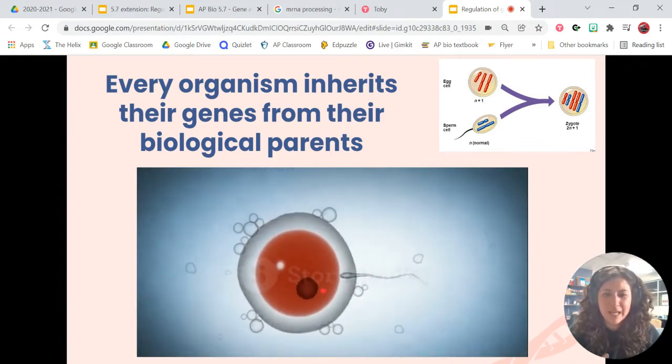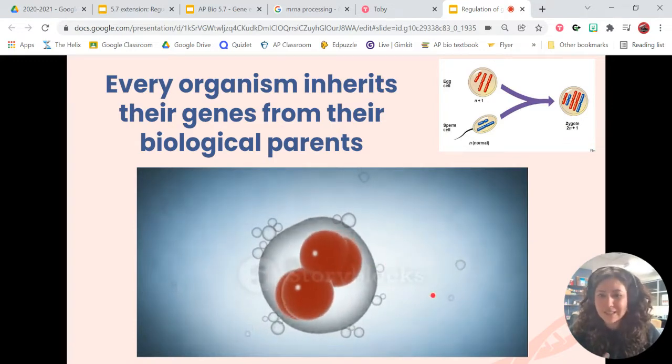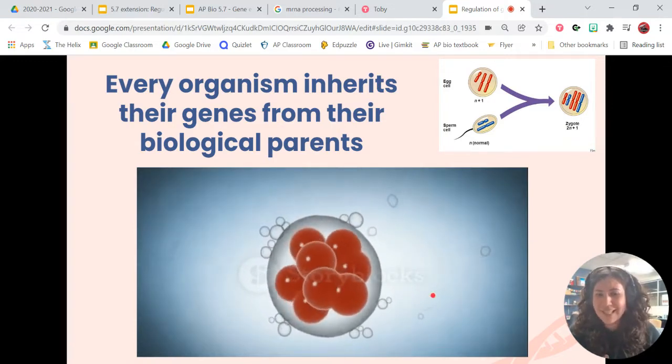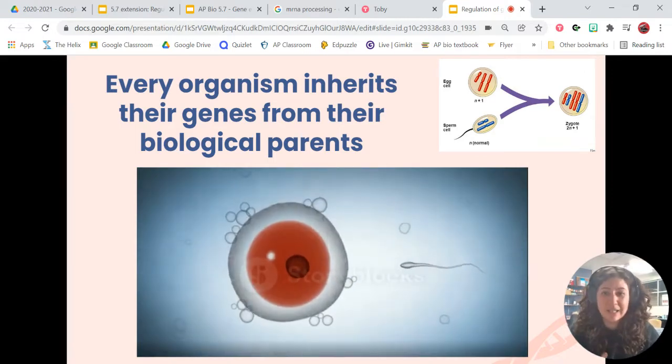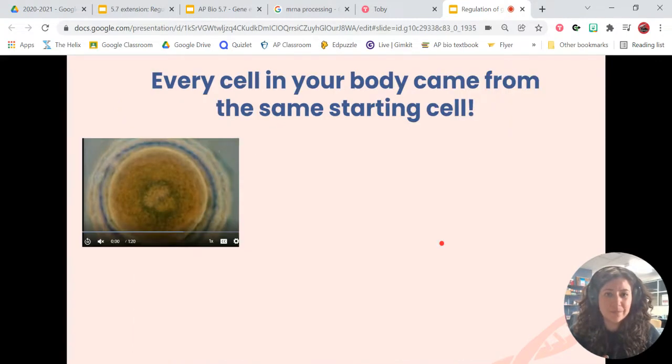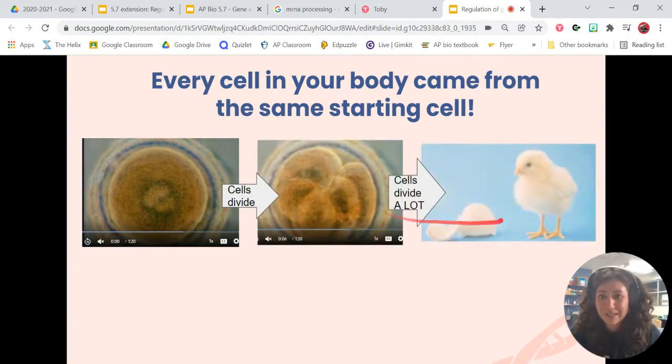The sperm is going to come and fertilize this egg, and it makes one complete cell. And then that cell is going to divide and divide again and divide again. Over a whole bunch of cell divisions, that will eventually become a little baby person. So every single cell in your body came from the same starting cell. It all started as one egg and one sperm that came together to form that zygote, which eventually became you. So we had this one zygote, it divided, made some more cells, those cells divided a lot more, and eventually you had an organism, a chick.